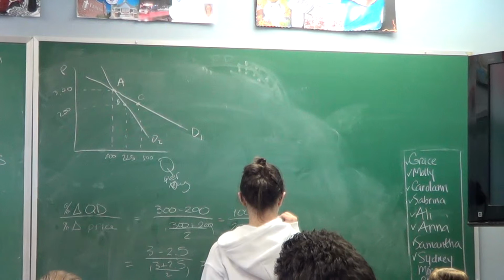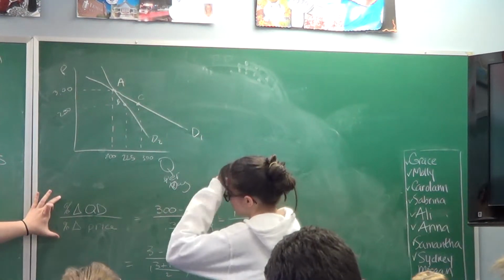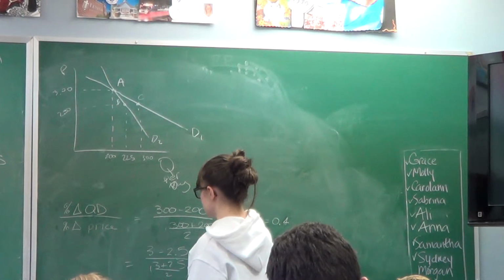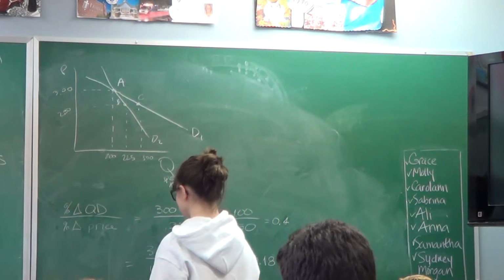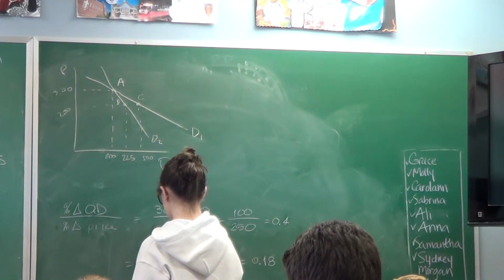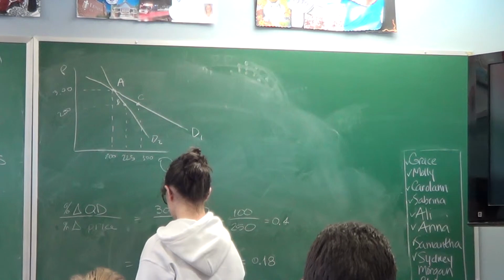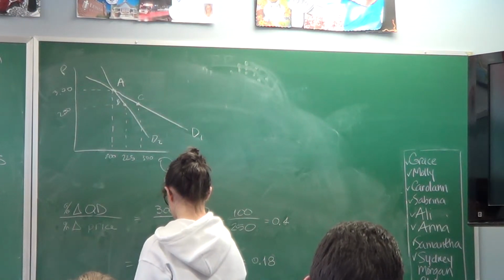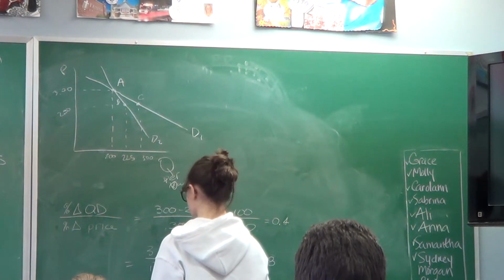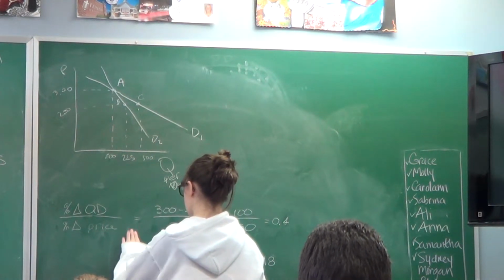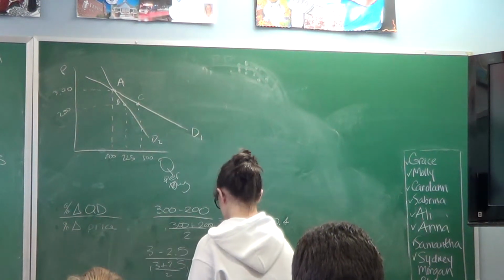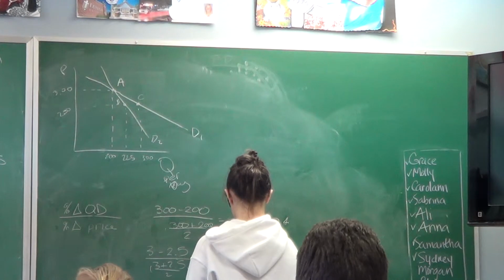Alright, so now that we have the changes in price, we need to put them into this. So we're gonna take 0.4 divided by 0.18, so if you wanna write that again somewhere. 0.4 divided by 0.18, and we get an answer of 2.2 repeating. So do we have elastic, inelastic, or unit elastic? Elastic. Yes. I'll write this on the board again.